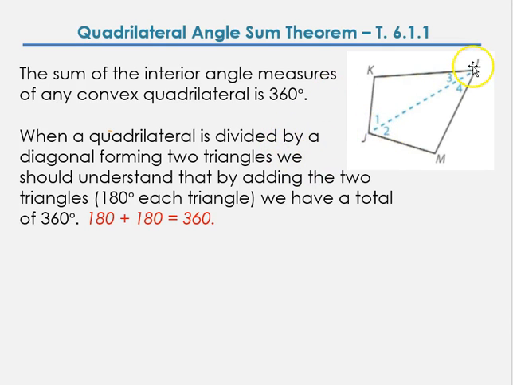So what you've done when you've drawn that diagonal is formed two triangles that share a side. So when a quadrilateral is divided by a diagonal forming two triangles, that should lead us to understand that by adding the two triangles, and remember each triangle has 180 degrees, we will have a total of 360 degrees. So 180 plus 180 is 360.